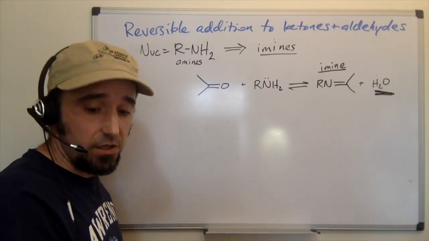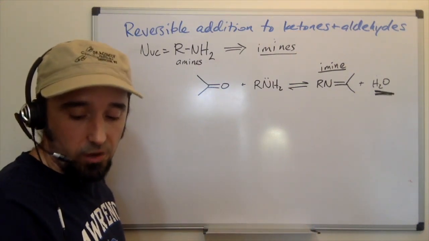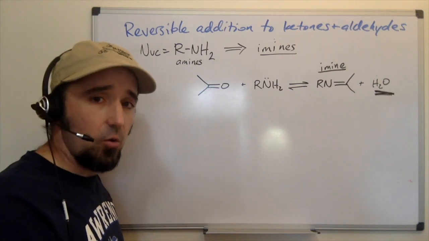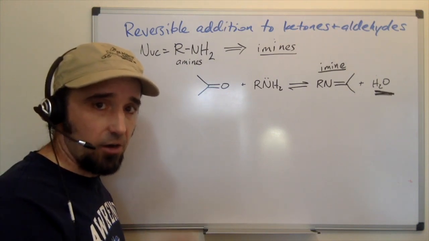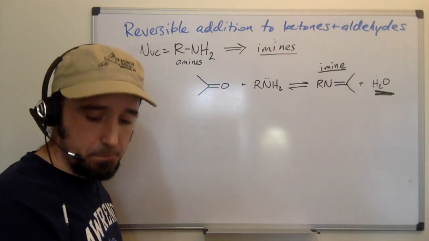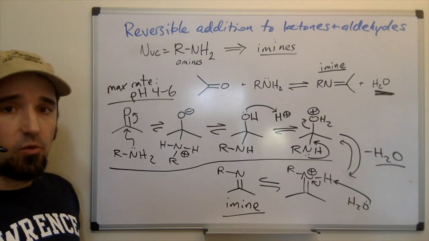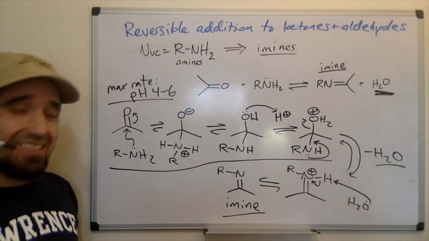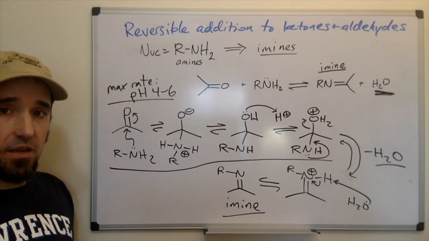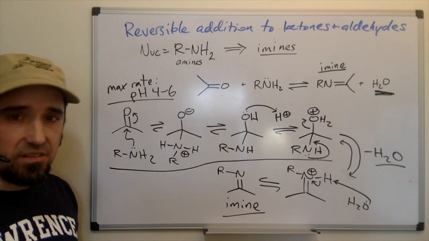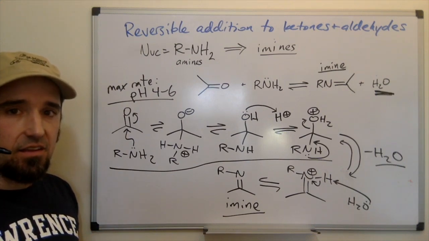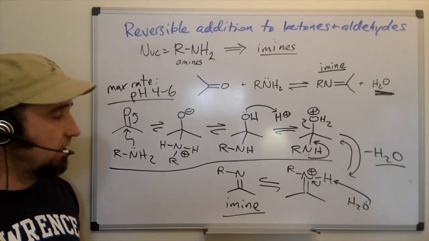Okay, so generally speaking, we're going to want to remove water as we do this. Not always, but if we have a hard time making it, that's one way to do it. Let's go through the mechanism of this reaction. It turns out the maximum rate for this reaction is a little bit acidic, but not too acidic. So pH 4 to 6, just on the acidic end of the pH scale.